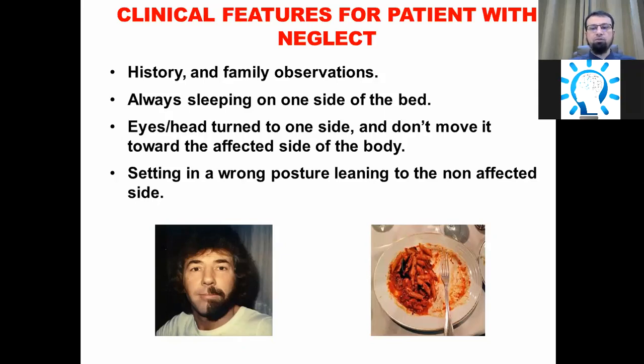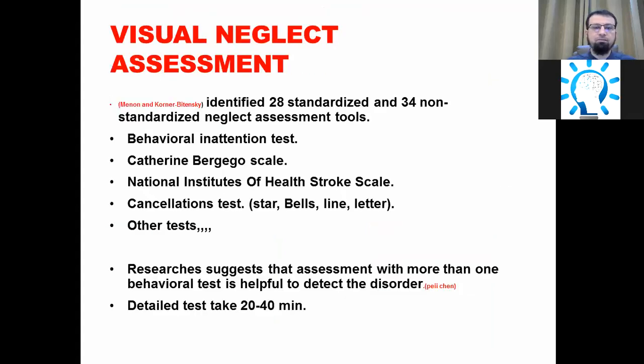Also, for the patient with visual neglect, it's common for them to have the head tilted to the non-affected side. As we said, they have some shift in their sitting. Some of those patients, you will observe that when they are sleeping on the bed, they are sitting on the edge of the bed as well.